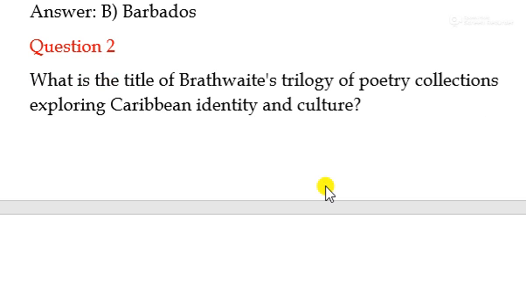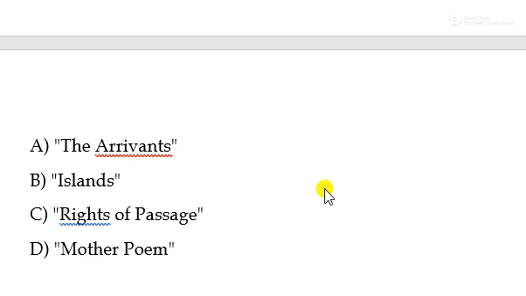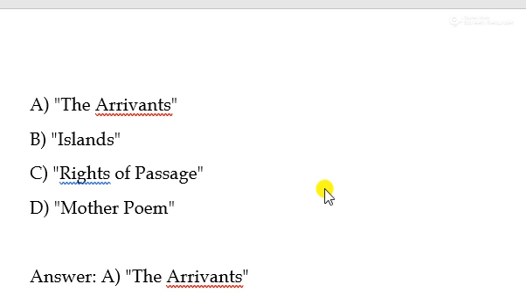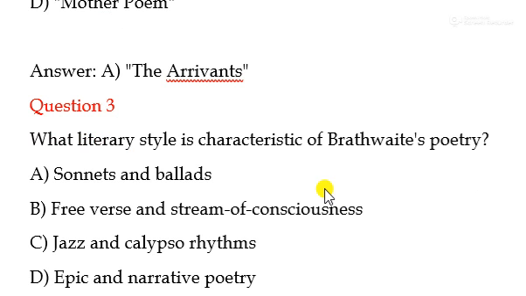Next question. What is the title of Braithwaite's trilogy of poetry collections exploring Caribbean identity and culture? This is again a very important question. The Arrivants, Islands, Rites of Passage, Mother Poems. So option A is the correct answer here. The Arrivants.